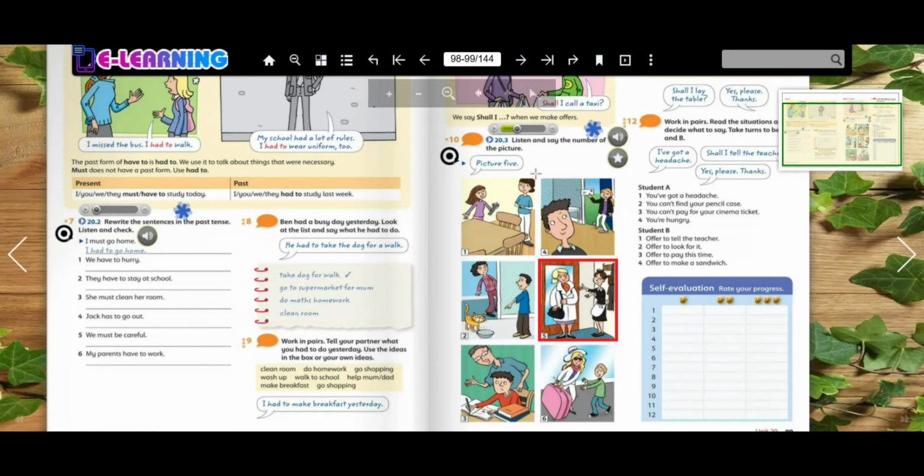Which picture is that? What does she say? Shall I post this letter? Next one.